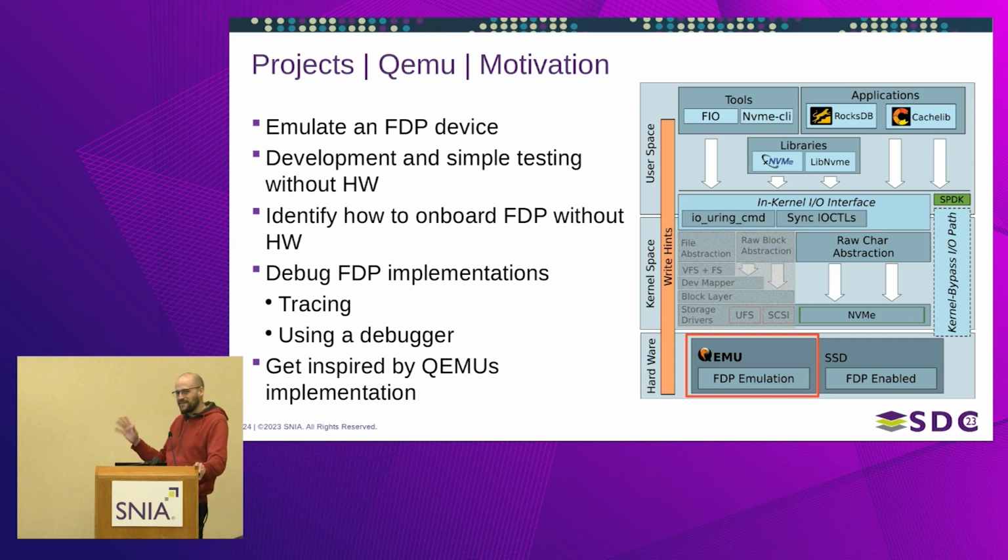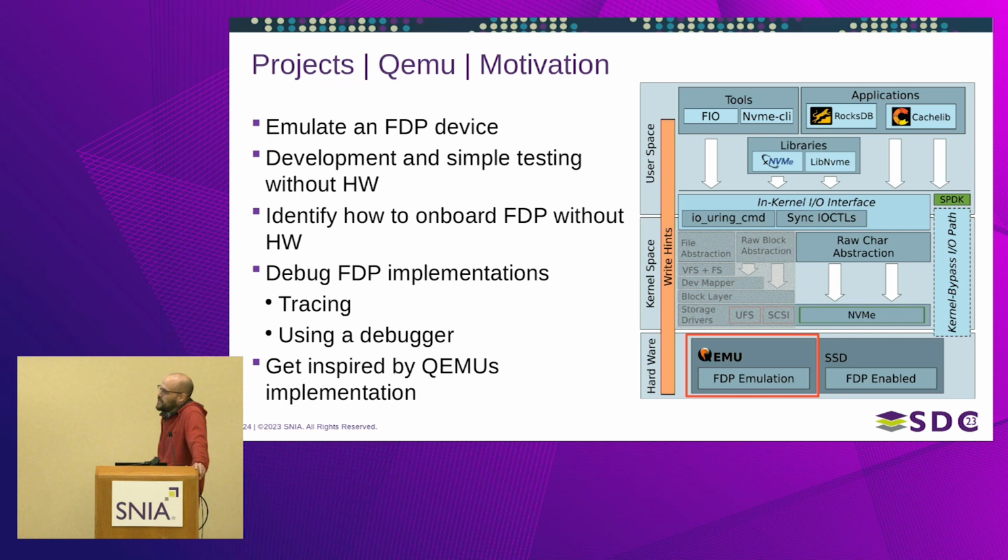I also used it in other nice ways, which was to actually debug what I was doing. So QEMU has tracing functionalities, and it's really nice to actually see the FTP trace appear when you send the FTP down. And if you don't see it appear, then something is wrong, and then you can do something about it.